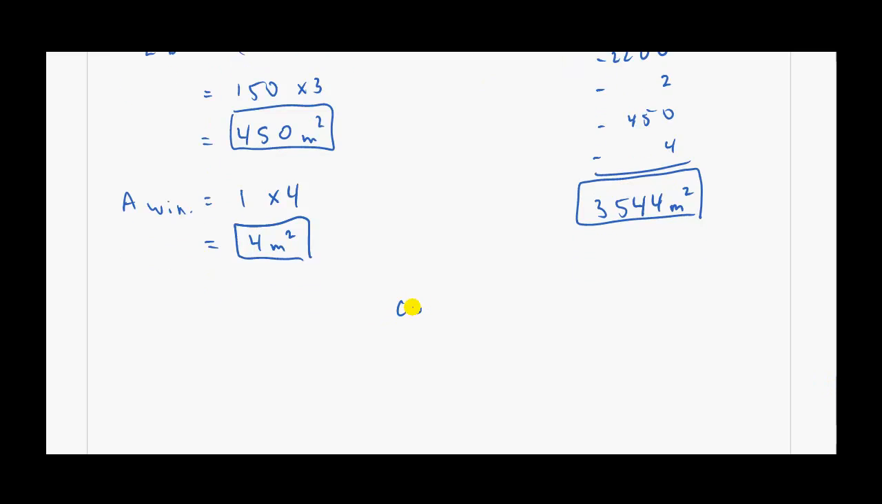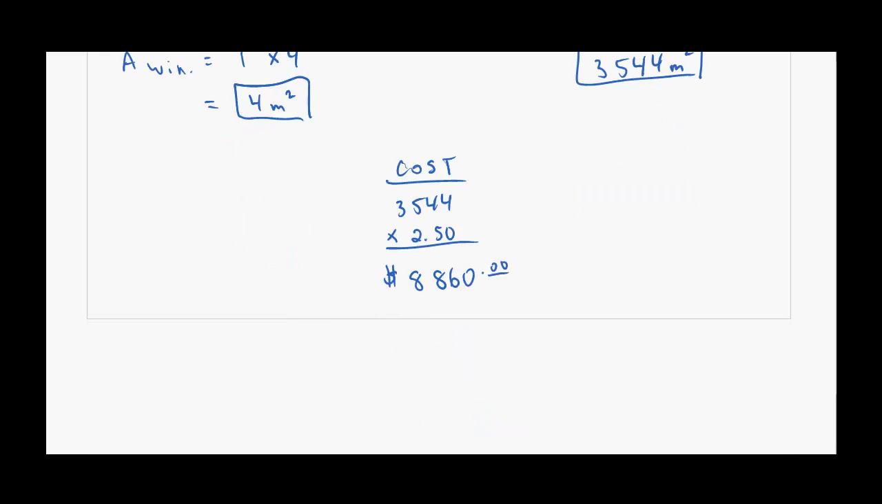Finally, the cost. 3,544 multiplied by $2.50 per square meter for a total of $8,860. Therefore, it would cost $8,860 to paint this building.